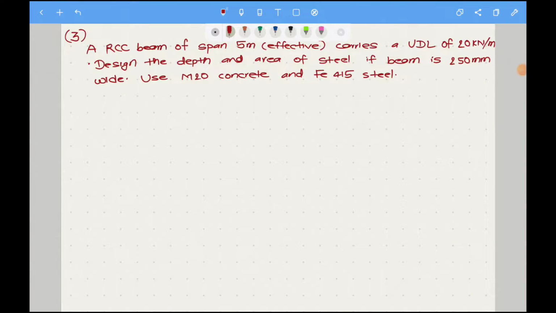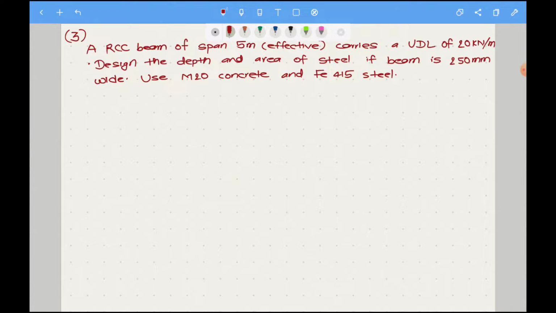Hello friends, in the previous class we learned about the problems relating to the working stress method, and also how we calculate the depth of neutral axis and the stresses in the concrete, as well as how we calculate the moment of resistance. So these things we studied in the previous class, and in today's class we will be discussing some design type of problems relating to the working stress method.